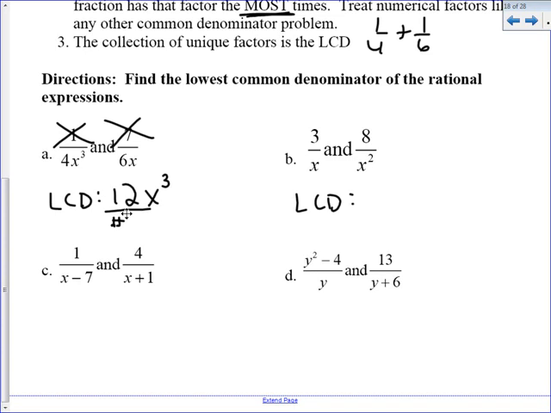Because 12 is the smallest number that I could do 4x times something to give me 12x cubed, and 6x times something. There's nothing smaller than 12 that I could bring them both up to, because they have to match if I'm going to add or subtract. So 12 is the smallest number I can do that with. Now other things will work, like 24 works, but it's not the lowest common.